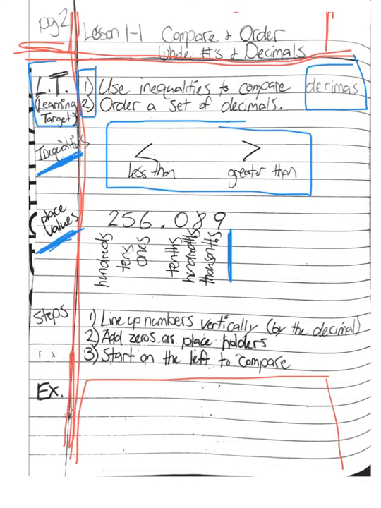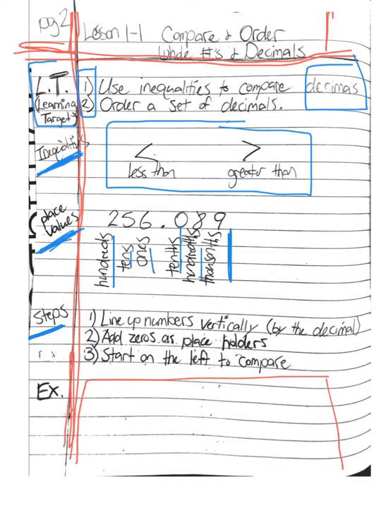So you can say it either way, but then also you want to make sure that you write what each one is. My hundreds, my tens, my ones, my tenths, my hundredths, and my thousandths. Make sure we label all those because that's going to be really important when we go to order numbers that have decimals, okay?